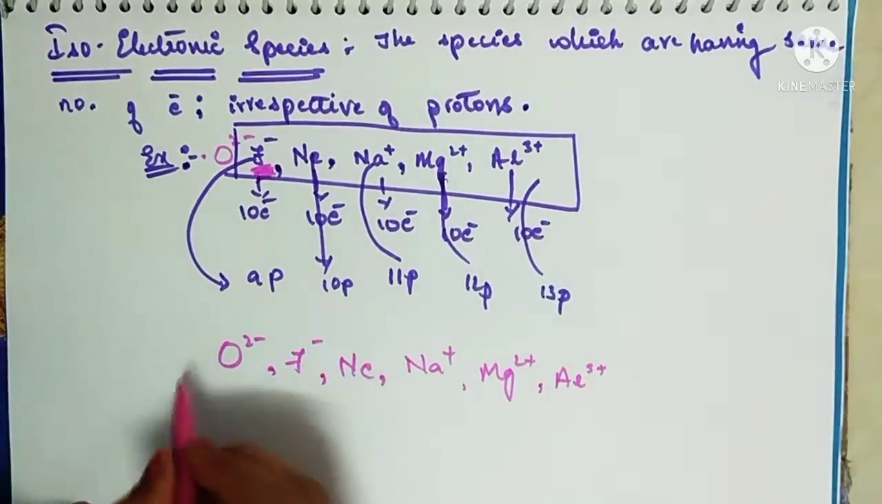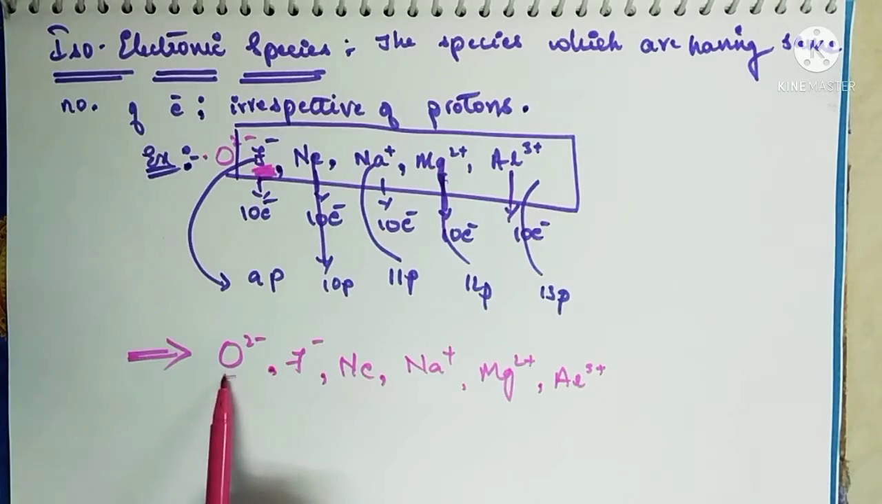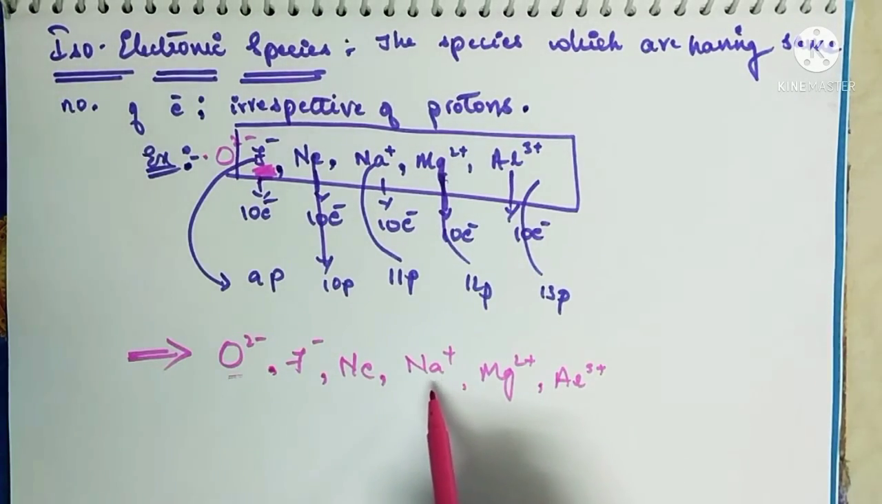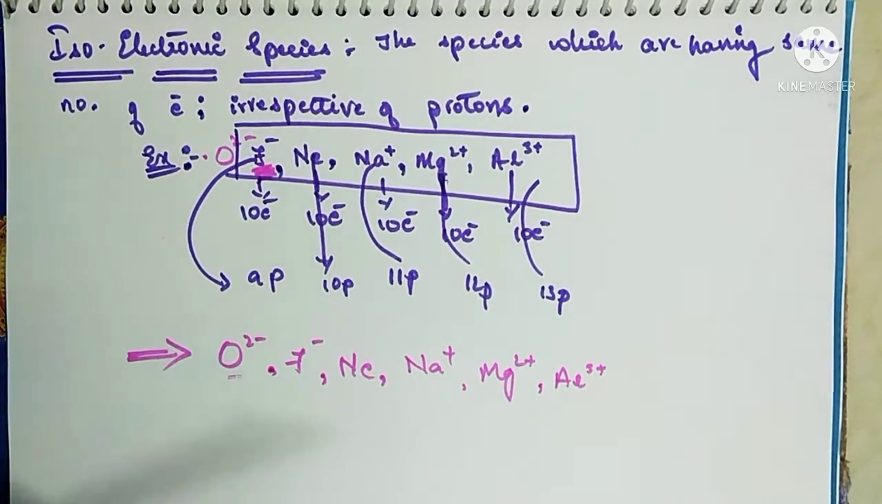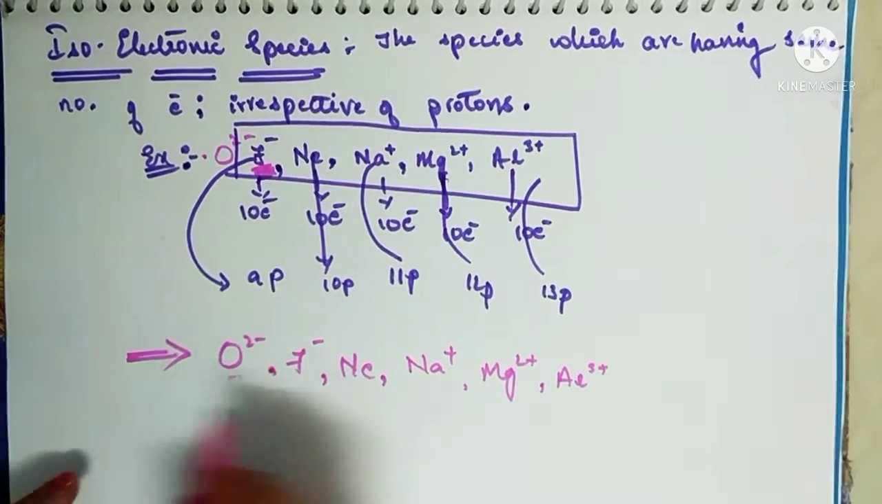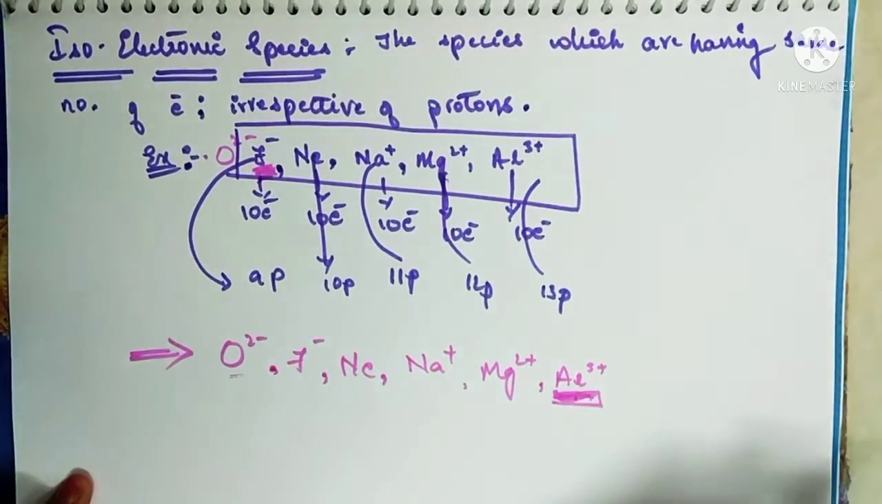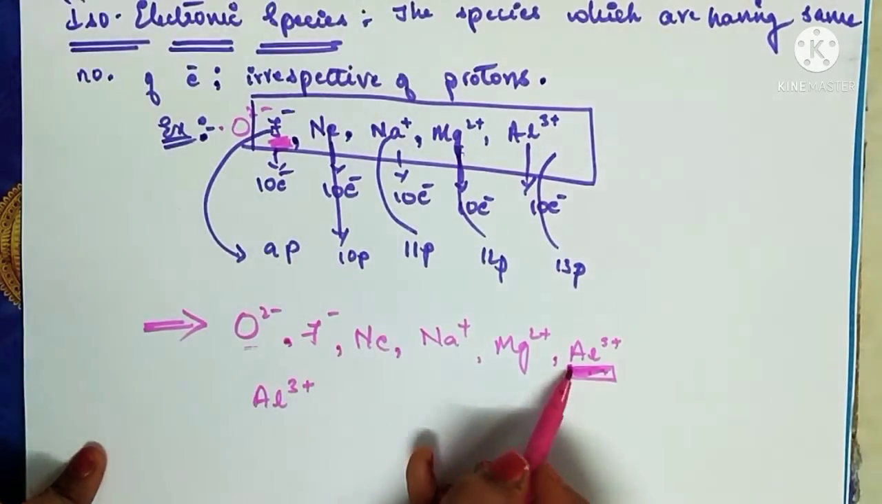So here, as the negative charge increases for anions, the ionic radius increases. Whereas in the cations, as the positive charge increases, the ionic radius decreases. So now let's arrange them. Here Al3 plus has the greatest positive charge, so Al3 plus will have the smallest ionic radius.